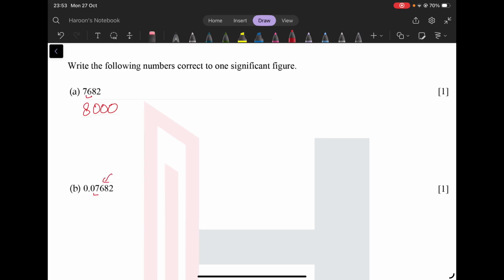Next, I need to write this correct to one significant figure. Have a look at this number, 6. This is 5 or greater than 5. So I add 1 to the previous digit. This becomes 0.08.